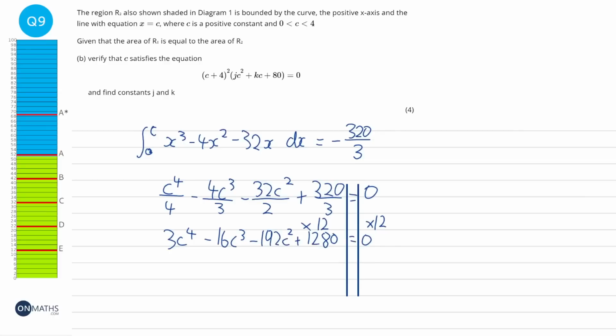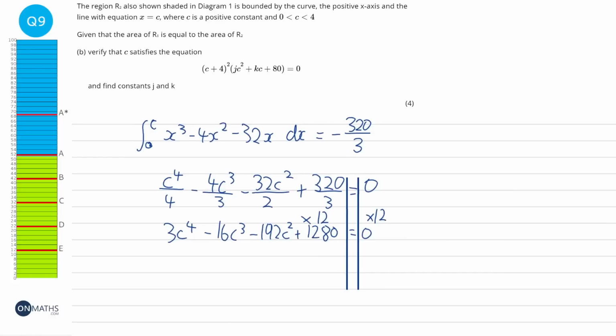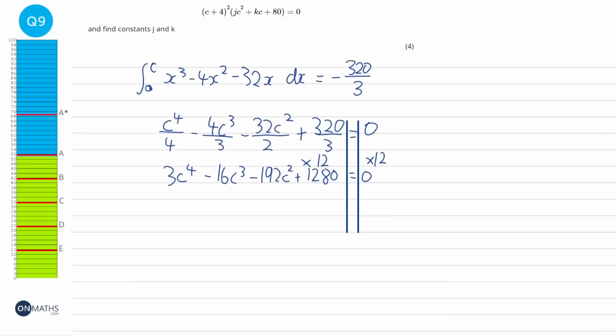Now the next part is we need to factorize. And we're going to cheat a little bit because we're going to have a look at the answer. The answer shows us that c plus 4 is one of the factors. In fact, it's two of the factors because it's squared. So we know that there's going to be plus 4, but we have to show that. And we can show that by substituting in minus 4 using factor theorem.